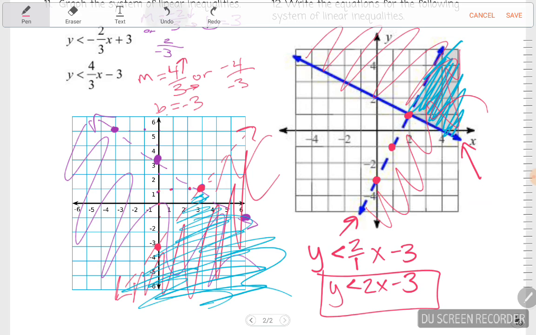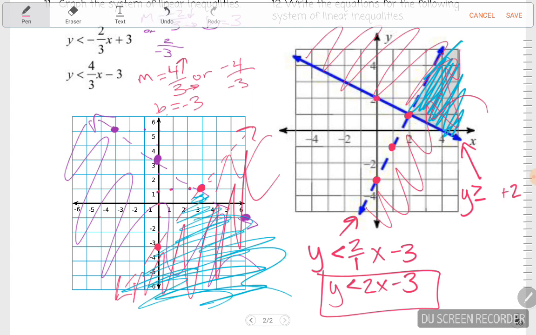Okay, looking at the second equation, it's a solid line, so I know it's either less than or equal to or greater than or equal to. Okay, but either way, I know there's an equal to part. I see it's shaded above. Okay, so that means it's going to be greater than. Okay, it's the values that are above or more than that line. So it is, in fact, going to be greater than or equal to. The y-intercept happens over here at positive 2.